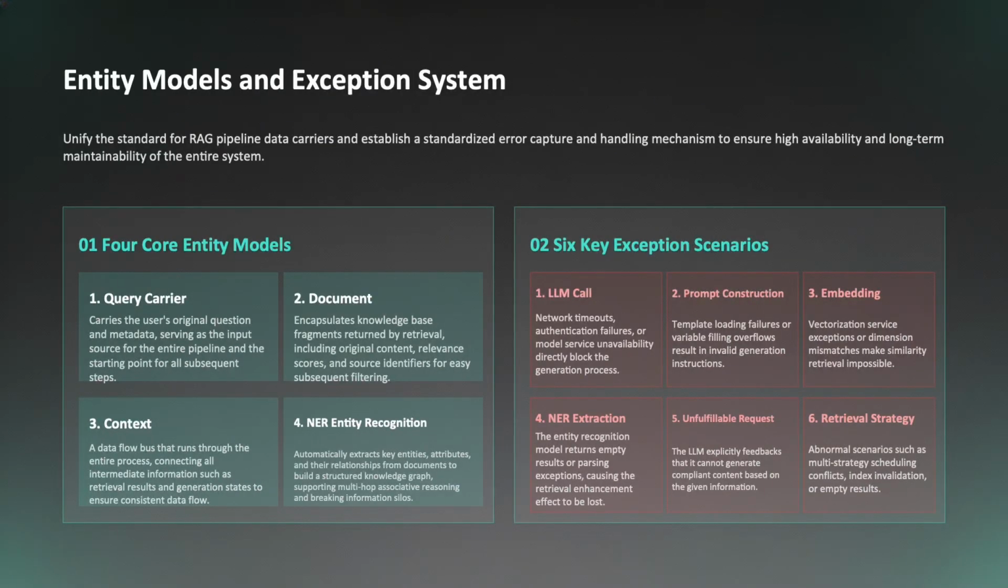Third, embedding exceptions, vectorization service failures or dimension mismatches that break similarity search. Fourth, NaiveRAG extraction exceptions, empty outputs or parsing errors from entity recognition models, weakening retrieval enhancement effects. Fifth, unfulfillable request exceptions. The LLM explicitly states it cannot generate compliant answers based on provided reference materials. Sixth, retrieval strategy exceptions, conflicts between multi-retrieval scheduling rules, invalid indexes, or empty recall results.